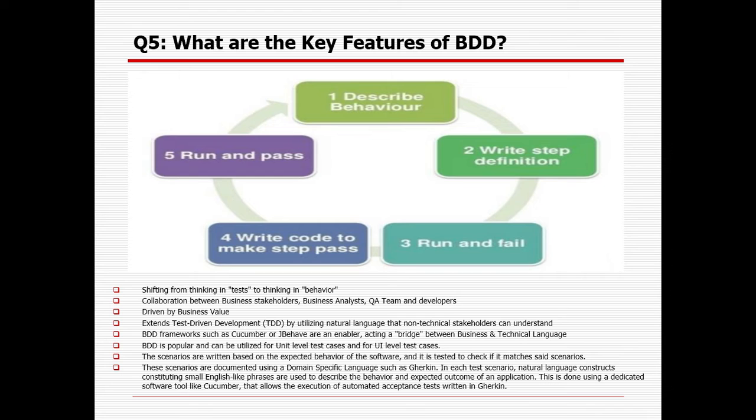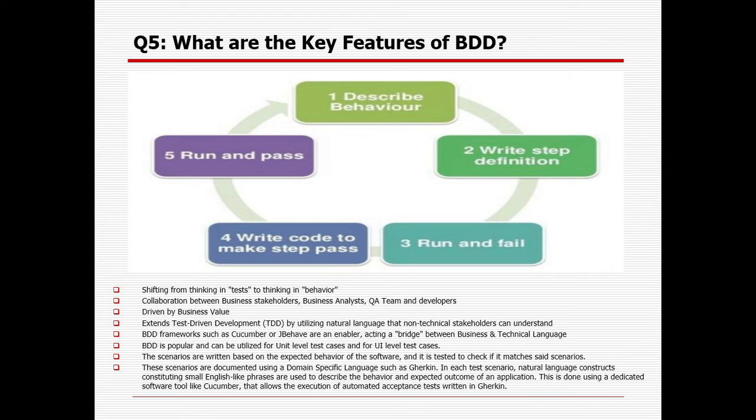What are the key features of BDD? If you refer to the diagram, first we need to describe the behavior. Then we need to write down the definition. Once the definition is designed, we'll run it and fail it, because initially there will be no code, or maybe minimal code. After that we will write the code to make the test case pass, and then we will rerun the test case and pass it. So that is the complete cycle of BDD.